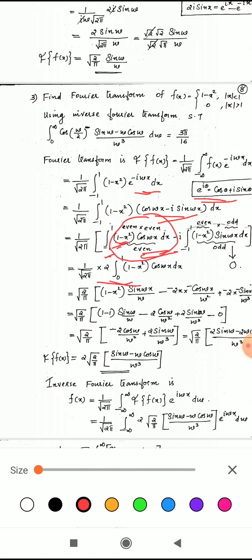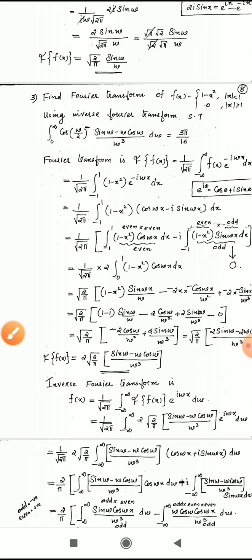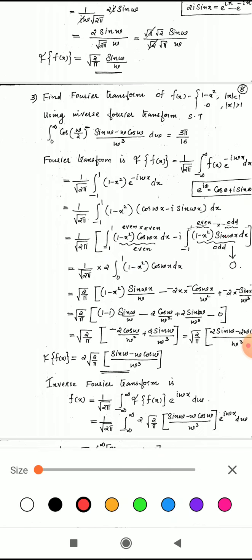Then in the next term, 1 minus x square is an even function, but sine is an odd function. Even into odd function, so the integral value becomes 0. So we have only one term, and that term is 2 into integral 0 to 1 of (1 minus x square) into cos omega x dx. Here we have to use the integration by parts uv method. Using that formula, integrate the values and substitute the limits.